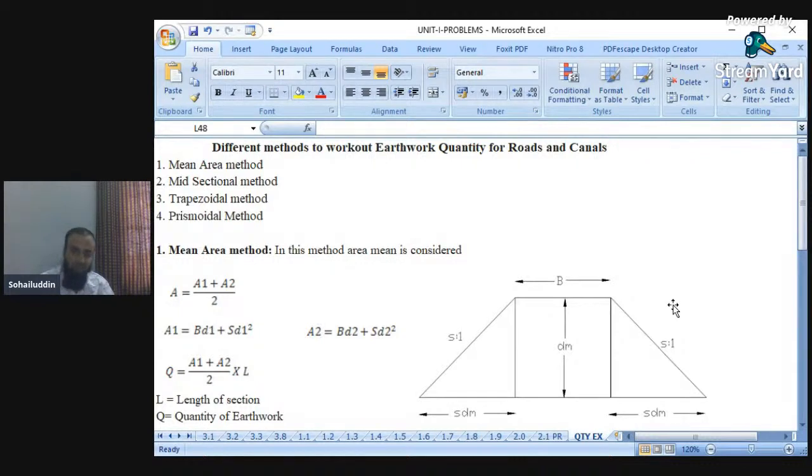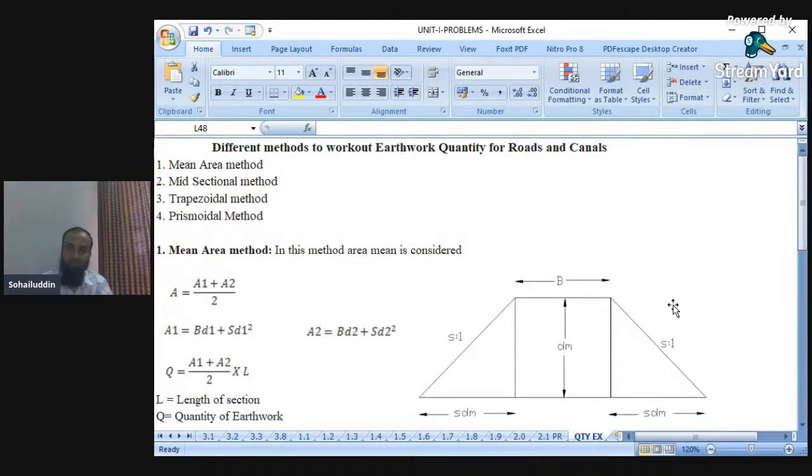If it is cutting, then the quantity is negative. That means it is in cuttings. You have already seen this in survey 1 and survey 2, in contouring while laying roads. Suppose the level of the road is 100 meters and the next level is 101. We cannot form the road this way. We have to avoid undulations while constructing roads.